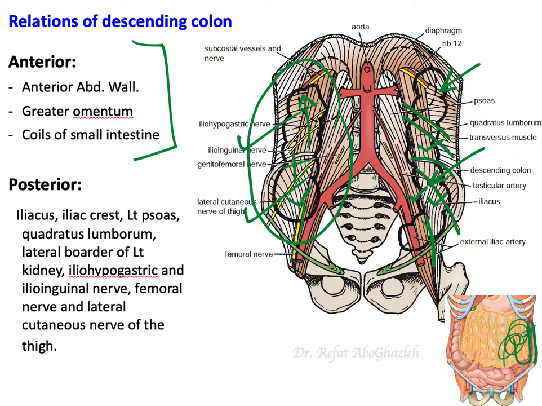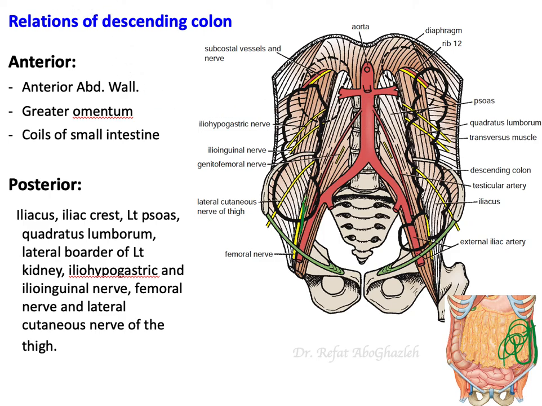Okay, so let us summarize the structures. Let me change the color. Summarize the structures related to the descending colon. So you have iliacus, and passing on it the lateral cutaneous nerve of thigh. You have the iliopsoas. You have the psoas major, of course, the left one. So you know we have the iliopsoas tendon here. Anyway, between these two muscles, you have the femoral nerve.